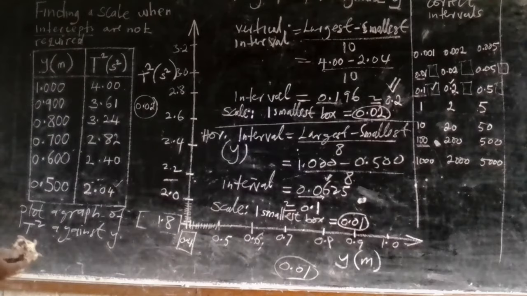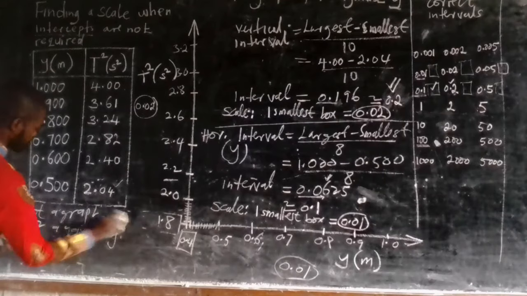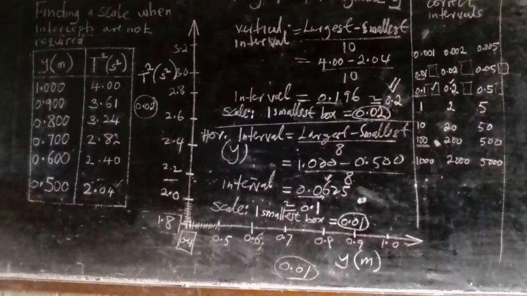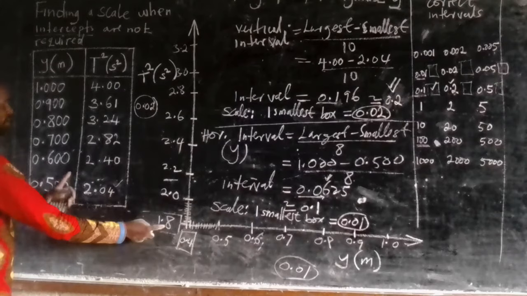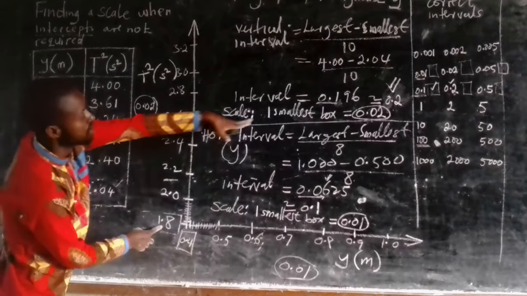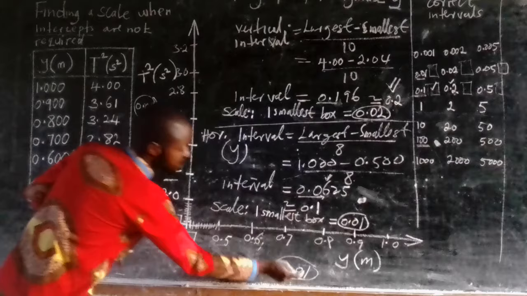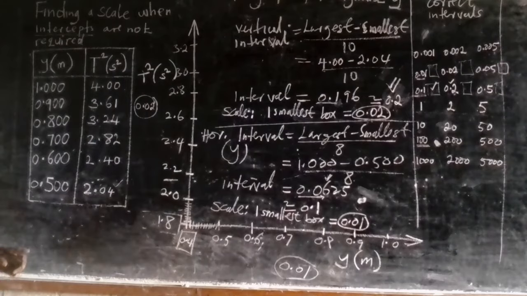So let me put the condition: the value to be the starting point must be slightly smaller than the smallest value on that axis which you are considering, and must be divisible by the scale. Which scale? The value for one smallest box, like we have mentioned there. Then this one here, also the starting point must be slightly smaller than this, and it must be divisible by the scale. This value for one smallest box is what I'm calling my scale. Not the interval, please, not the interval, but the scale. Okay, that's right.